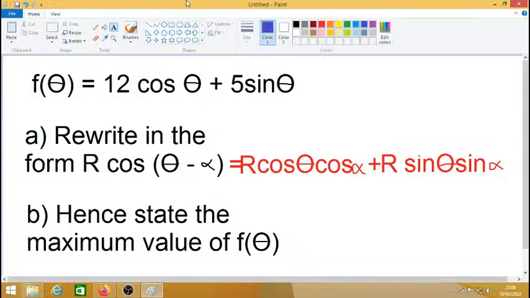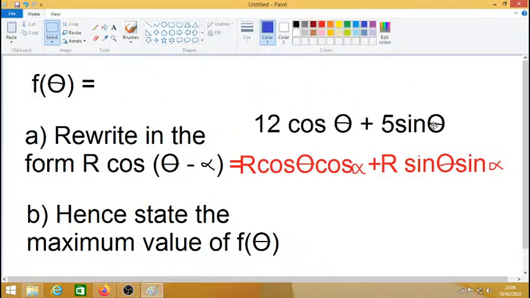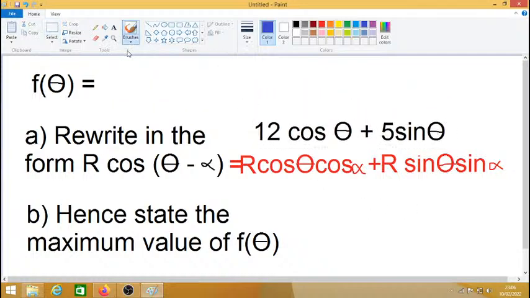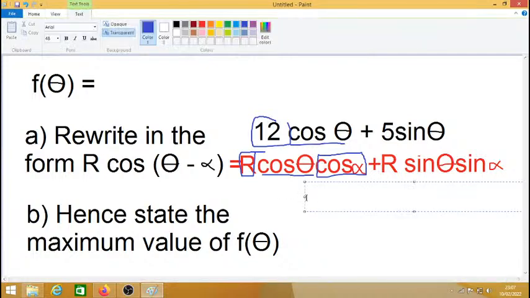Okay, so let's do the comparison now. We've got two terms: 12 cos theta, and the second term is 5 sin theta. So if I line it up, the first term, the cos theta here, matches the cos theta here. So anything else has to match. The 12 has to match what's left here, which is the r times cos alpha. So that's my first equation: 12 is equal to r cos alpha.